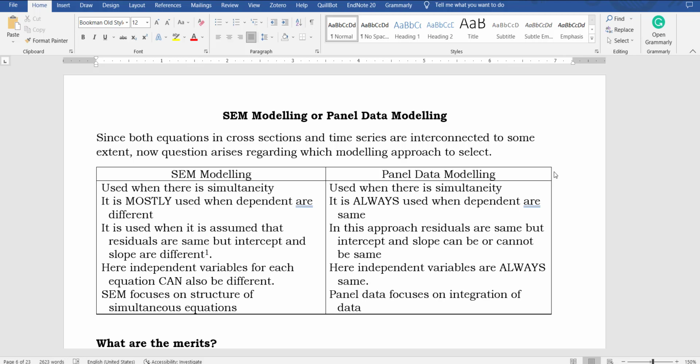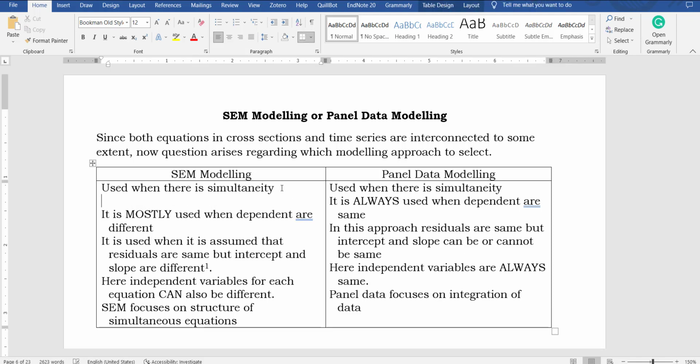So I have, based on my experience, differentiated some of the differences, but in some cases there will be very little difference that you can recognize in some models. SEM is used when there is simultaneity, meaning that the equations are interconnected, the source of data is the same, the respondent is the same. In panel data, yes, there is also simultaneity. In this case, the theory may be the same.